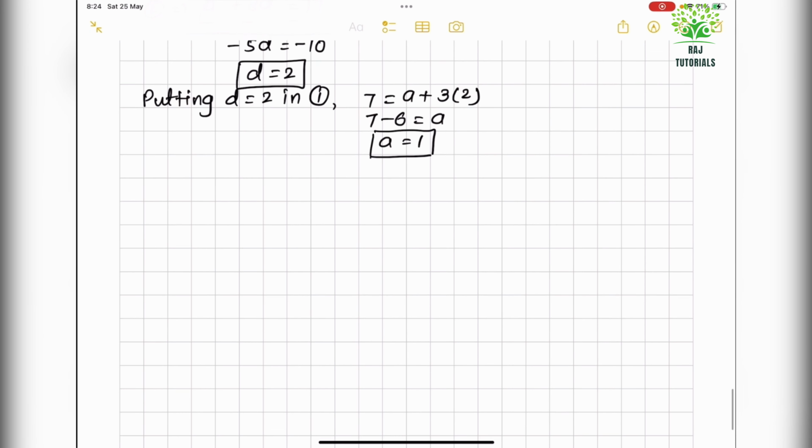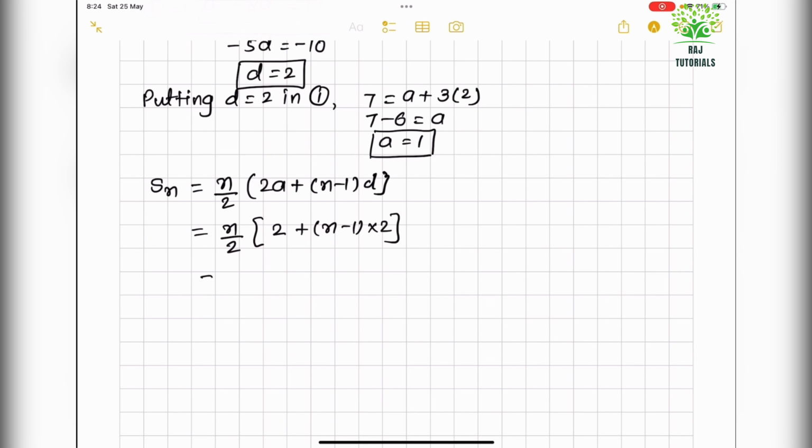It has asked me to find Sn. So Sn equals n by 2 into (2a plus (n minus 1) d). So I can say n upon 2 into (2, since a is 1, plus (n minus 1) into 2). So n by 2 into (2 plus 2n minus 2). So the 2 and minus 2 get cancelled. So n by 2 into 2n, the 2s cancel, so it equals n square.